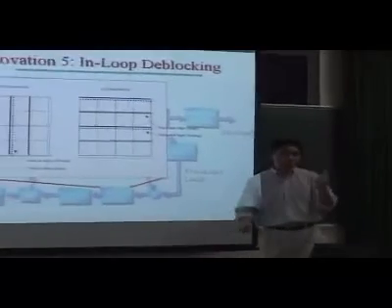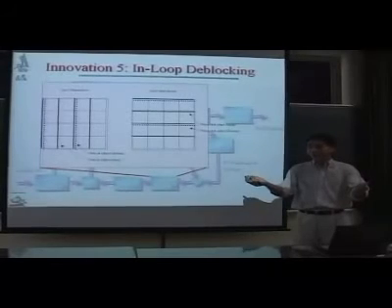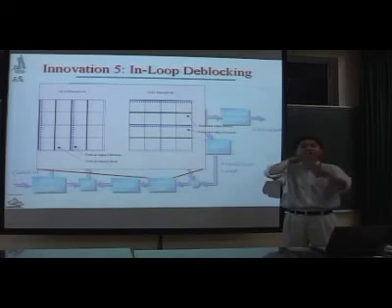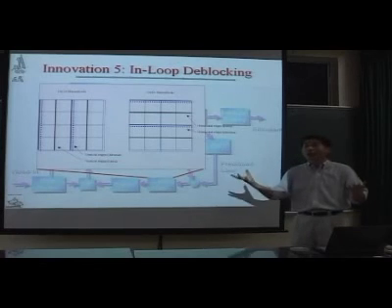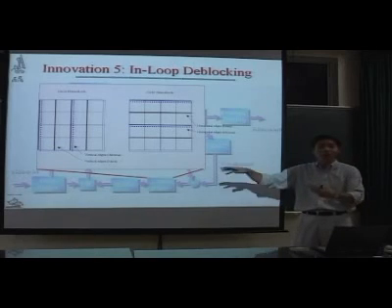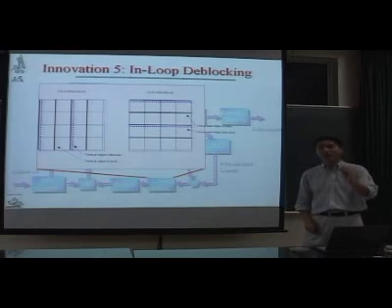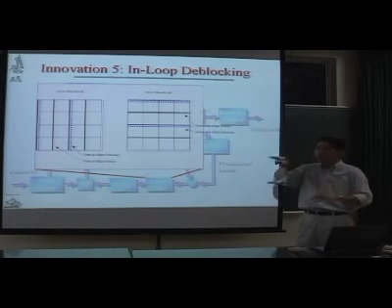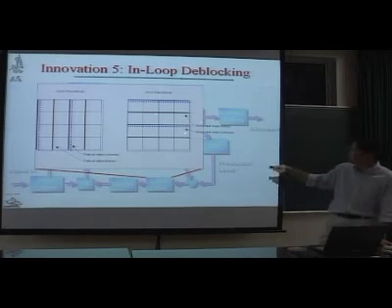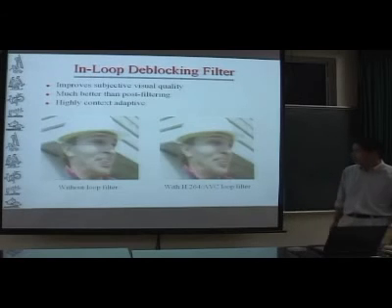But you know that the mismatch only exists at the boundary. It doesn't exist inside. So you should not filter everything. If you take a low-pass filter and pass everything through it, you're throwing away your real edges as well. You don't want to do that, right? So you want to adaptively take a look at the boundary and work on the boundary alone. So that's another innovation that we have from H.264.